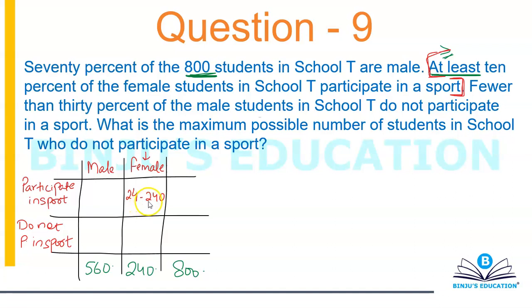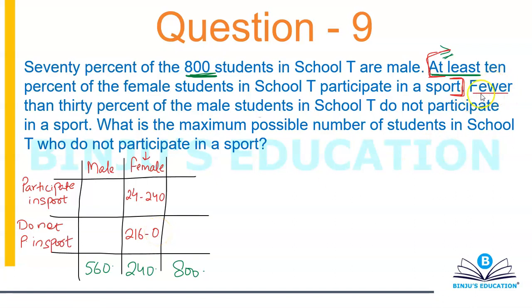So this value will be 24 to 240, which means the block just below it will be anything from 216 to 0. 240 minus 24 is 216. 240 minus 240 is 0.